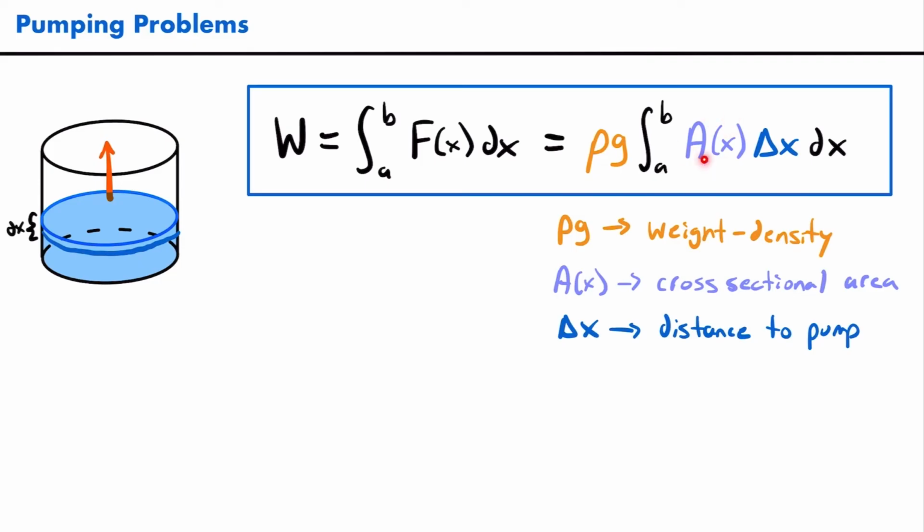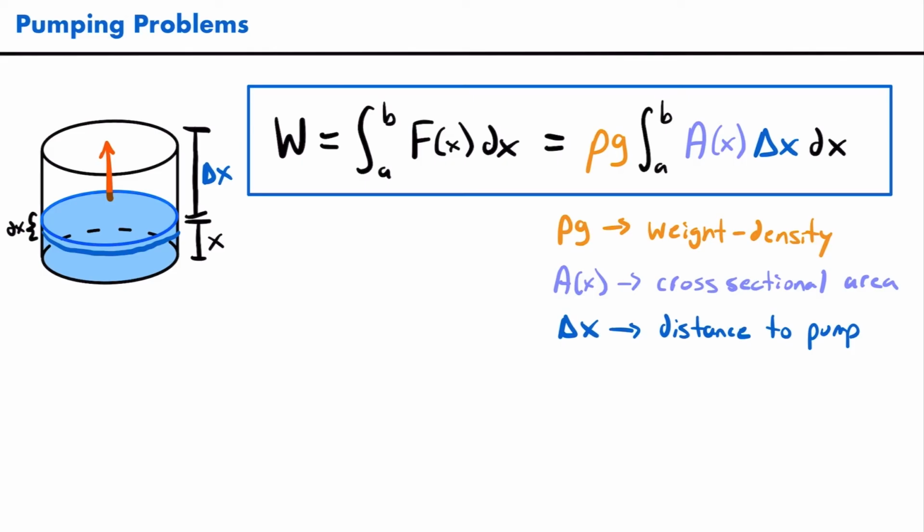And so then the cross-sectional area, capital A of x, would be the cross-sectional area for our slice. So in this case, our slices have cross-sections that are circles, and so the area would be equal to the area of a circle. And then for the distance to pump delta x, if we're choosing this particular slice that we're looking at to be a distance of x from the bottom of the tank, then this distance from the top of the tank to that slice is the distance delta x that the water slice would need to travel to be pumped out of the tank.